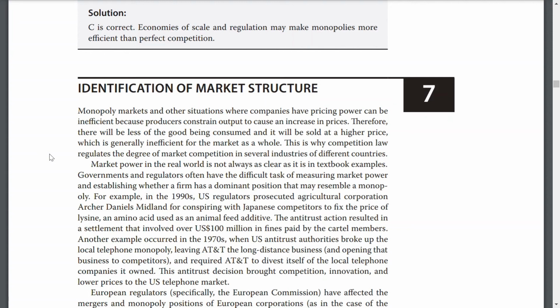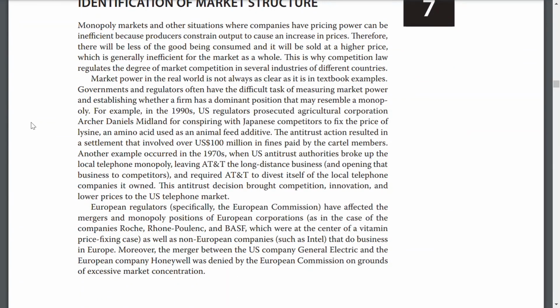Market power in the real world is not always as clear as in the textbook examples. Governments and regulators often have the difficult task of measuring market power and establishing whether a firm has a dominant position that may resemble a monopoly. For example, in the 1990s, U.S. regulators prosecuted the agricultural corporation Archer Daniels Midland for conspiring with Japanese competitors to fix the price of lysine, an amino acid used as an animal feed additive. The antitrust actions resulted in a settlement that involved over $100 million in fines paid by the cartel members.